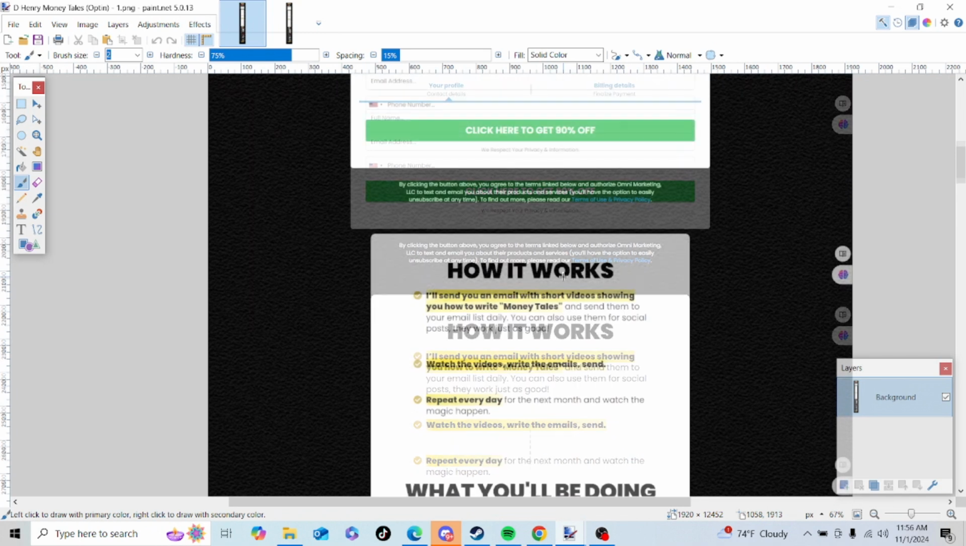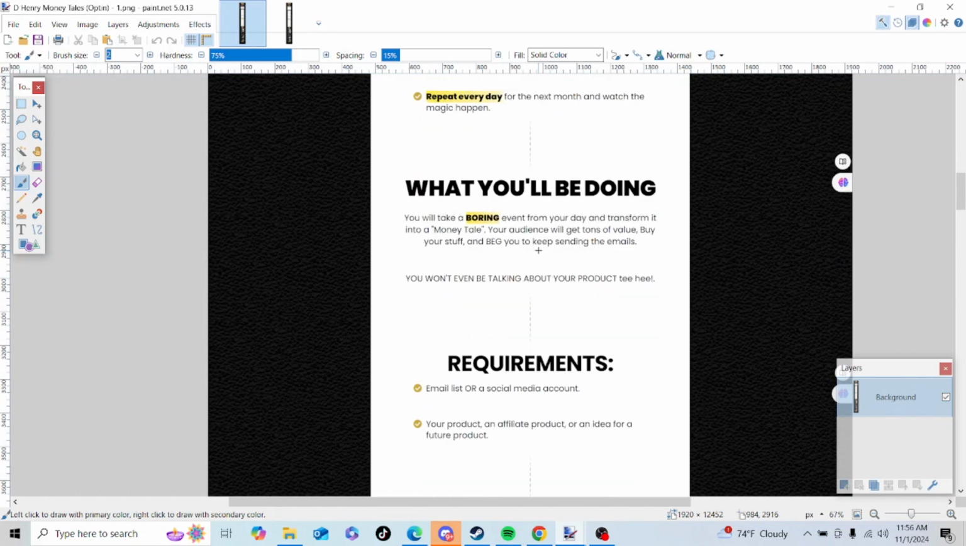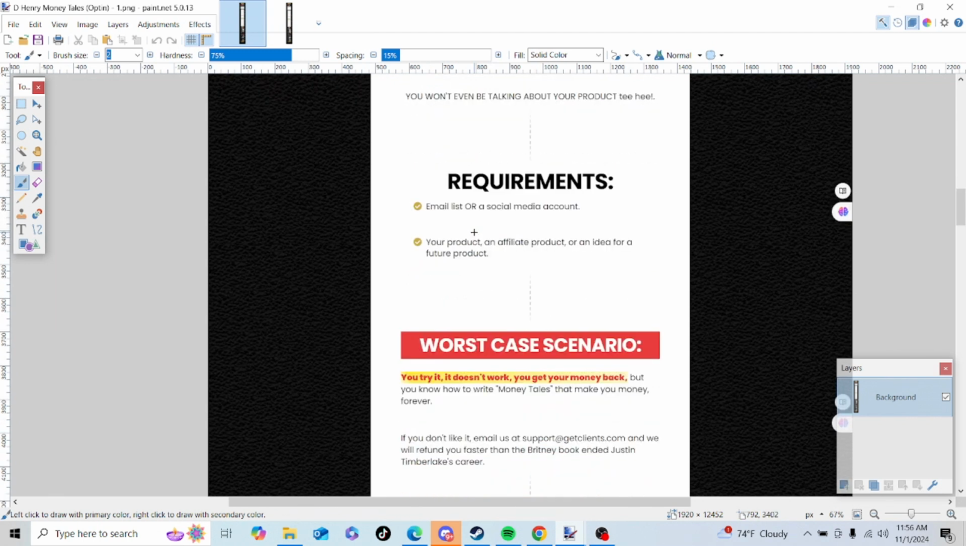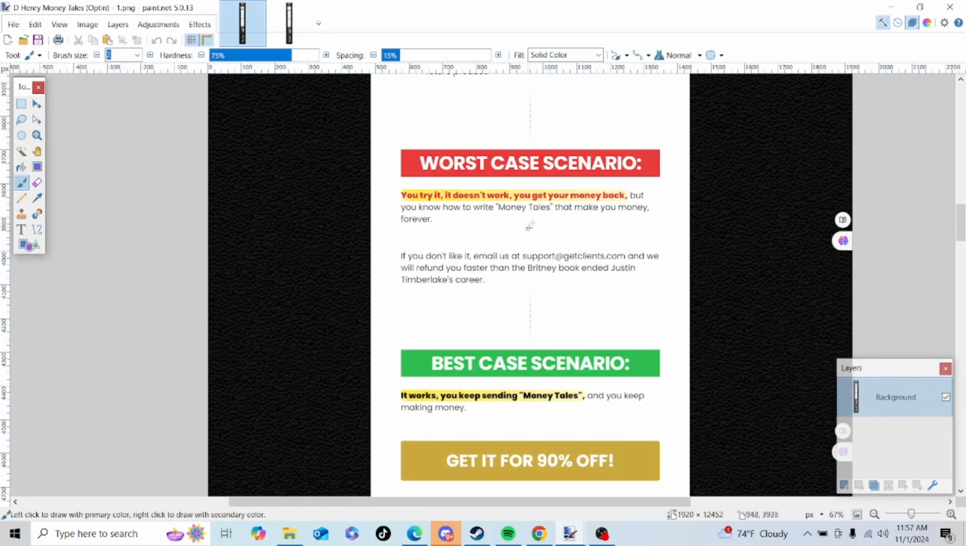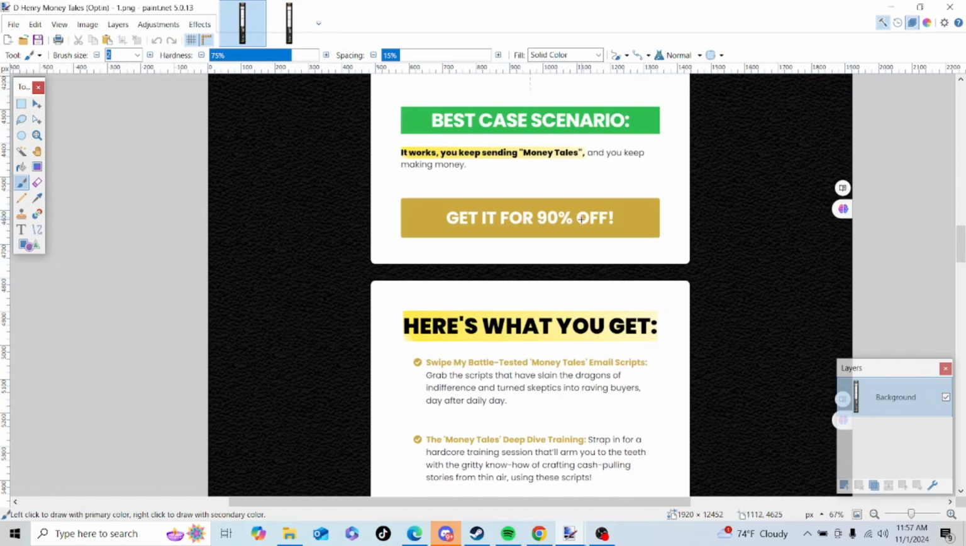And then he goes here and describes how the Money Tales system works, what the client or buyer will need to be doing, what is required, which in this case, email list or social media account, and also a product or an idea for a future product. And then he sets expectations here. He gives you the worst case scenario, which is you try it, it doesn't work, and then he'll refund your money. And then the best case scenario, it keeps on working, and you keep on using it. And so that's the expectation.